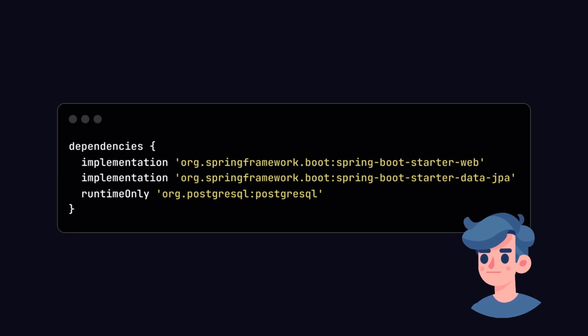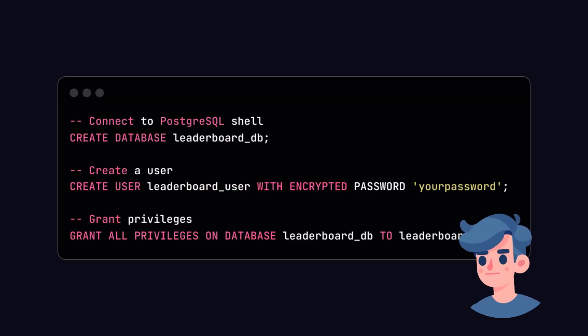For our project, we'll use Java with Spring Boot for the REST API, Hibernate for data persistence, and PostgreSQL as our database. Start by setting up your Spring Boot project with the following dependencies: Spring Web, Spring Data JPA, and PostgreSQL driver. Next, let's set up our PostgreSQL database.